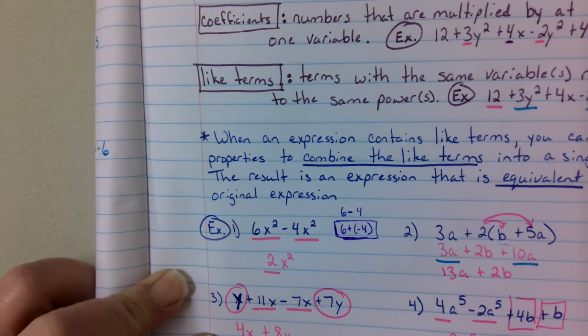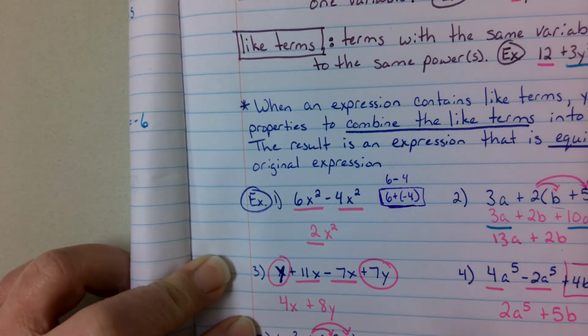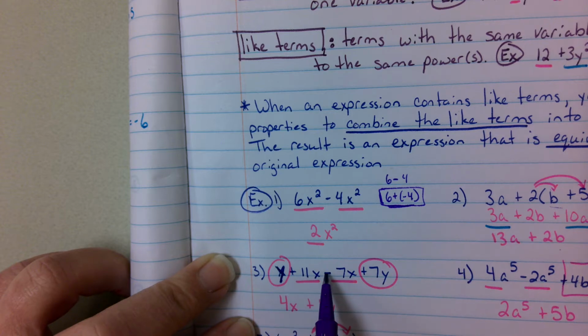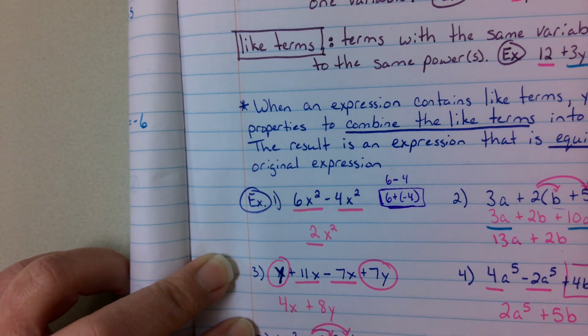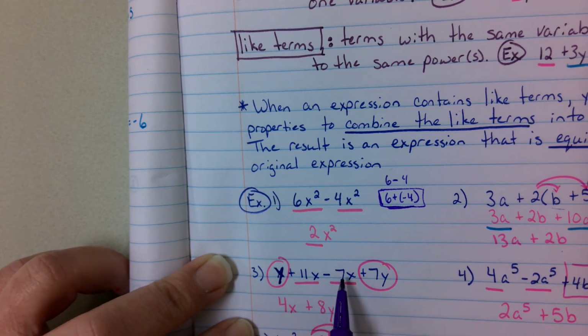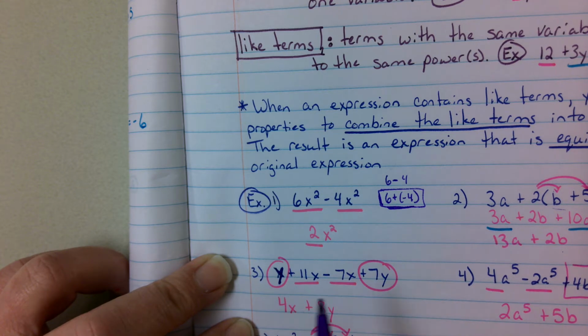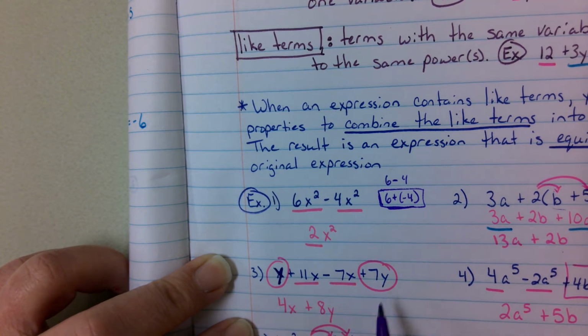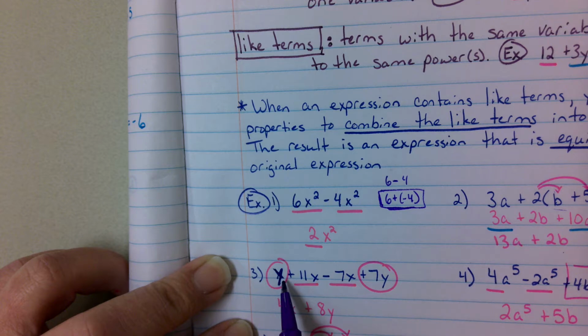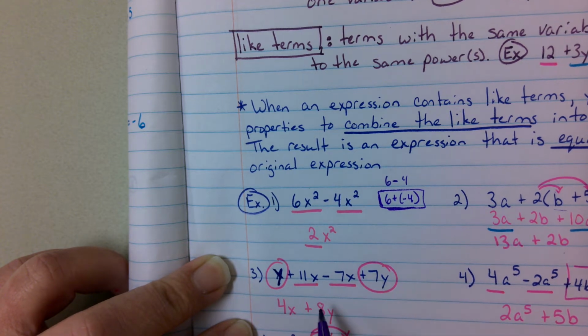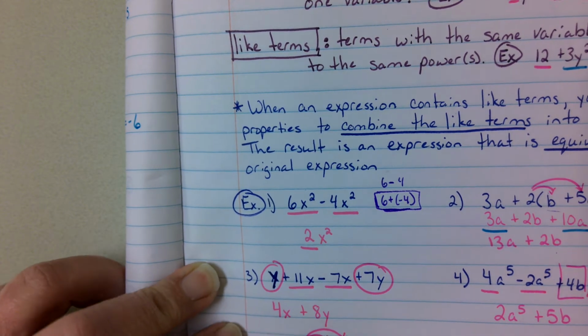So in here, I did my x's first because alphabetically x comes before y. I did 11 minus 7. Notice my x stayed the same. So 11 minus 7 is 4x. And then I have y plus 7y. And if I have 1y and I add 7, I'm going to have 8 y's.